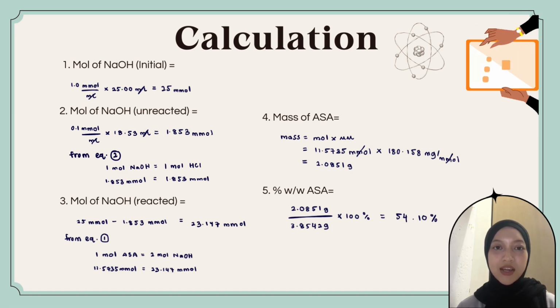And the last step is we calculate the percentage by weight of ASA. The percentage by weight of ASA is calculated by dividing the mass of ASA, 2.0851 gram, by the total mass of the sample, 3.8542 gram, and multiplying by 100%, resulting in 54.10% ASA.